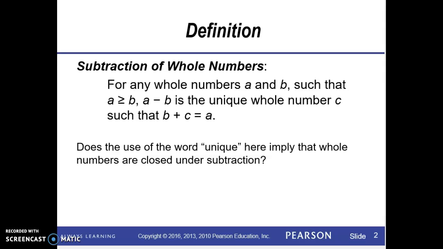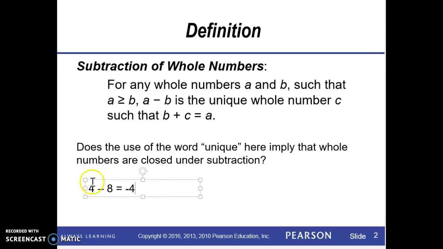So does the use of the word unique here imply that whole numbers are closed under subtraction? We talked about that in the video about properties, about uniqueness being part of the idea of closed. Okay, so let's explore that just a little bit. Suppose I take two whole numbers and I subtract them. So let's do 4 minus 8. That gives me -4, which is not a whole number. So the whole numbers are not closed under subtraction unless they have this restriction.